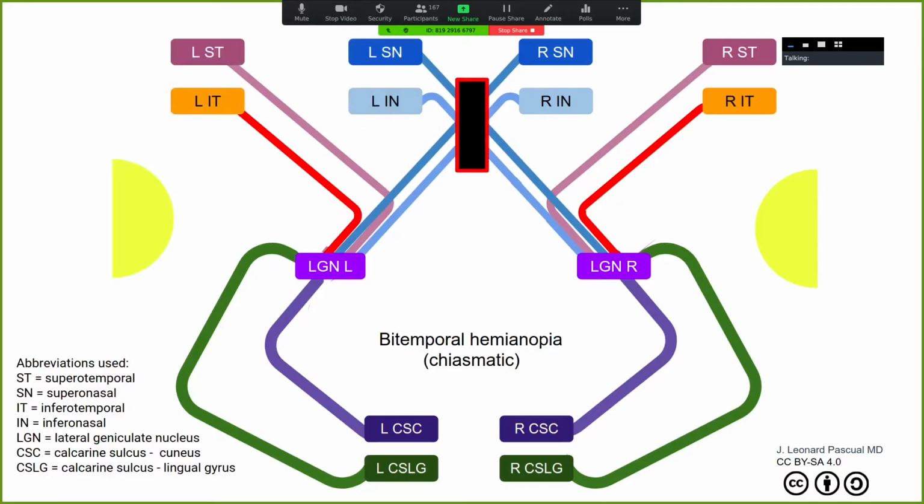Here, if the problem is at the optic chiasm, we are damaging the nasal fibers of both eyes. And knowing that the nasal fibers of the eyes see the temporal halves of any picture, you will get the so-called bitemporal hemianopia. This tells us the lesion is at the chiasm.